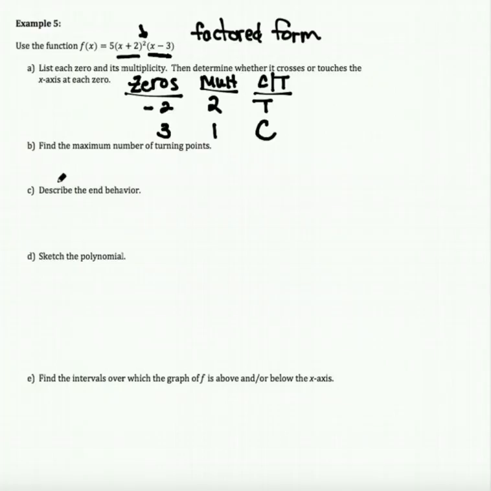Now, the next thing they want us to do for part B is to find the maximum number of turning points. Remember, the maximum number of turning points is the degree minus 1. Now, in factored form, the degree equals the sum of the multiplicities. So that comes back from our definitions at the beginning of the section, okay? So we have our multiplicities listed here in part A. So my multiplicities are 2 and 1.